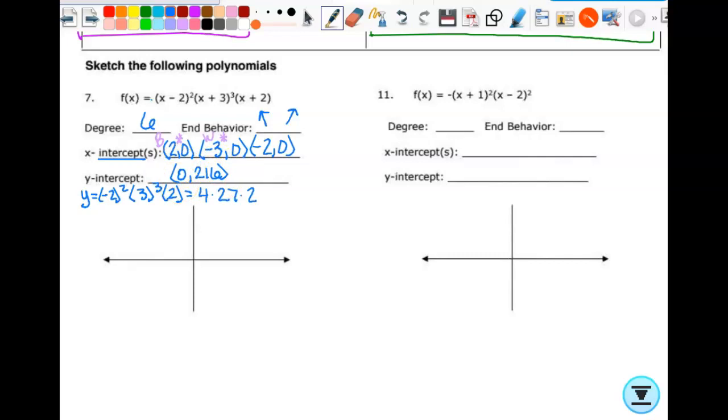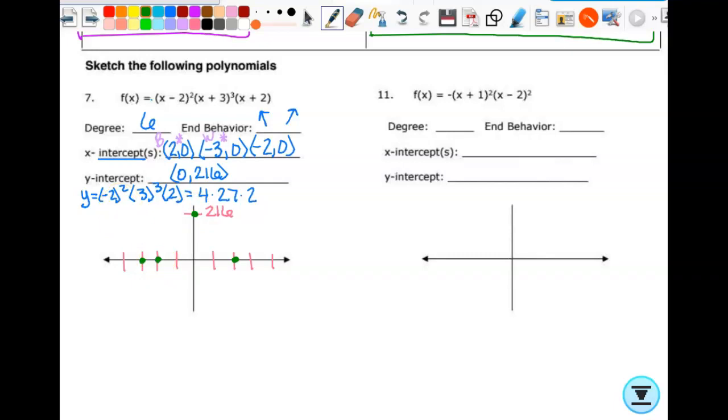Then I put this on my graph. I only have to go out to 3, so 1, 2, 3, 4. 1, 2, 3, 4. This is a positive 216, so I'm going to just plop it up there. Then I'm going to put my points on here. I've got 2, negative 3, and negative 2. And then I have 216. My end behavior is up, up, so I'm going to start up here.